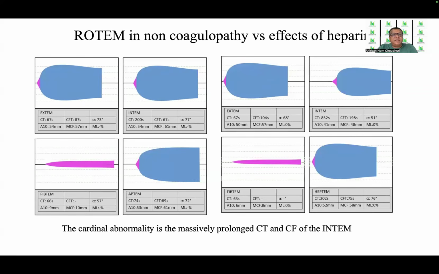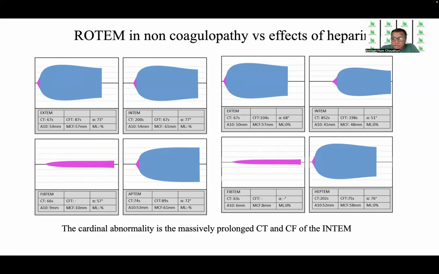Next, you see that this is the ROTEM in non-coagulopathy versus the effect of heparin, that is the anticoagulant effect. Here, the cardinal abnormality is the massively prolonged CT and CFT of the INTEM. If you can note, you will be able to clearly see the INTEM and the changes, that is the prolonged CT. So it is 852 seconds CT in the INTEM as against 200 seconds in case of a non-coagulopathic patient.